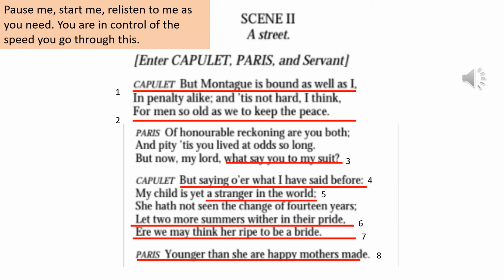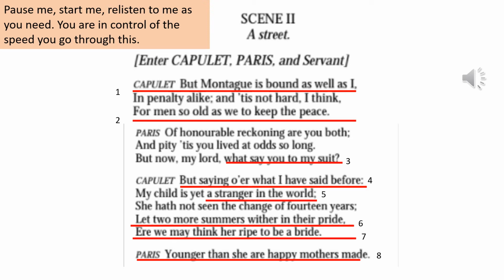Next line down tells us that she hath not seen the change of 14 years. So she's not quite 14. So at the start of the play, Juliet is 13. This shocks us as a modern audience, the idea of someone marrying at 13, but folks, you need to get over this. At the time the play is set, for women to marry at 13 was quite usual. They had a much shorter life expectancy, so if you were going to get on and have a family, you had to get on and do it quickly. Okay, so you might be shocked by it, but you mustn't allow yourself to be.